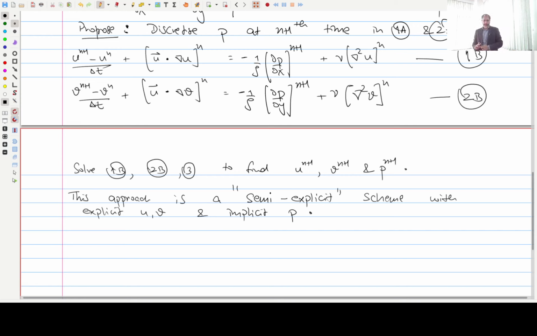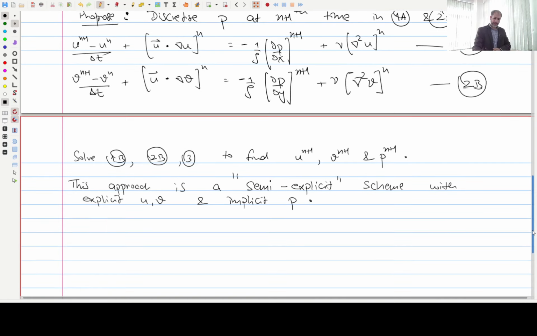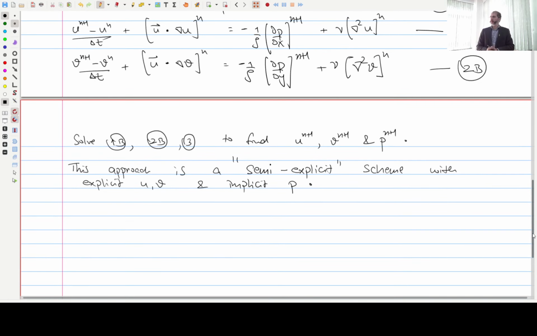Just a name. Okay? Don't get stuck with it. This approach is called a semi-explicit approach or semi-explicit scheme. We are calling it semi-explicit because we'll have other schemes which will be different from this, so they'll have to be given a different name. It's called semi-explicit because for U and V, you have a purely explicit approach that you write Un plus 1 and Vn plus 1 in terms of velocities at the nth time. But for pressure, you are discretizing at the n plus 1th time only. So it's sort of implicit pressure. Okay? It's just a name, so don't get bothered with it. But this is the name for this approach.